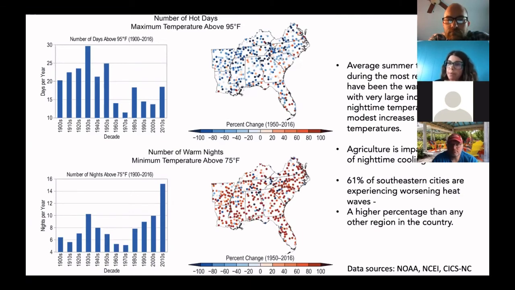Average summer temperatures have increased during the most recent 10 years. They've been the warmest on record, with very large increases in nighttime temperature, and more modest increases in daytime temperature. There are lots of impacts of the lack of nighttime cooling on agriculture. I asked the agents to brainstorm some of these, and there were lots: stress on livestock, an increase in transpiration that might happen with warmer nights, and some changes to the effectiveness of different herbicides and pesticides. 61% of southeastern cities are also experiencing worsening heat waves, and a higher percentage is happening in our region than in any other region in the country.